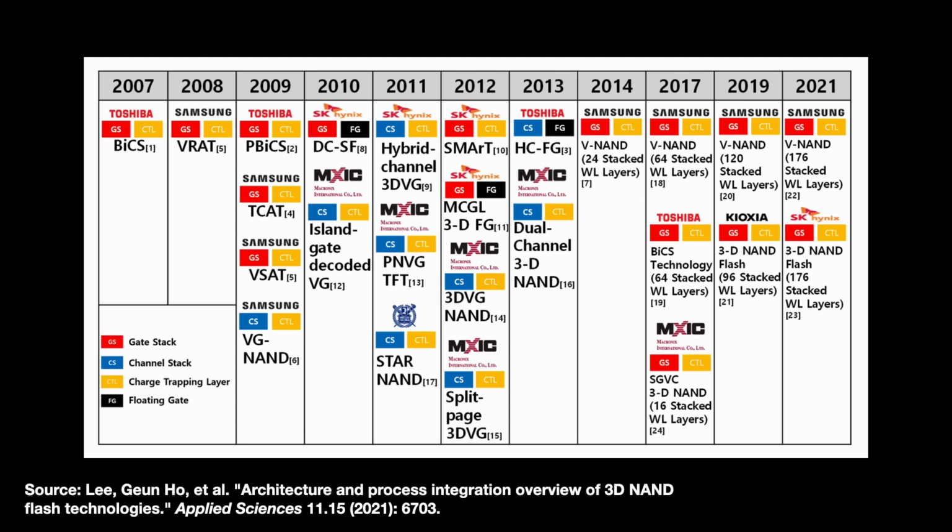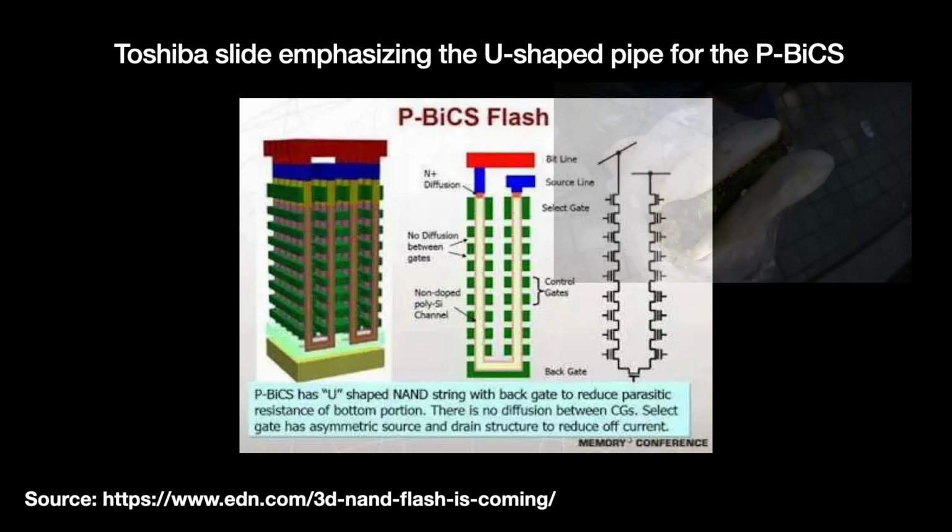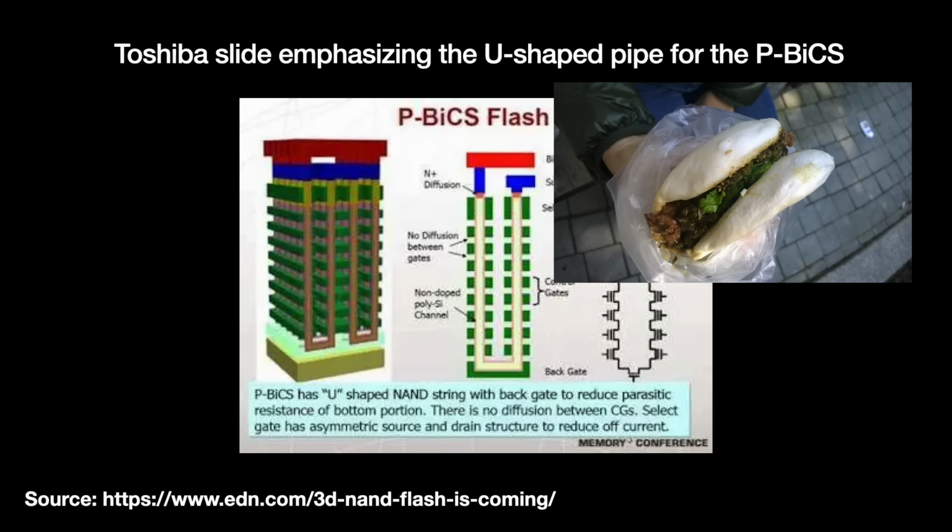Toshiba announced in 2009 an evolved version of their BICS called Pipe BICS, or PBICS. PBICS is called that because it takes the existing string of 2D NAND cells, stretches it out at the middle, and then folds it over, like a guabao or a pita bread. The result is a U-shaped pipe that is repeated throughout the die.